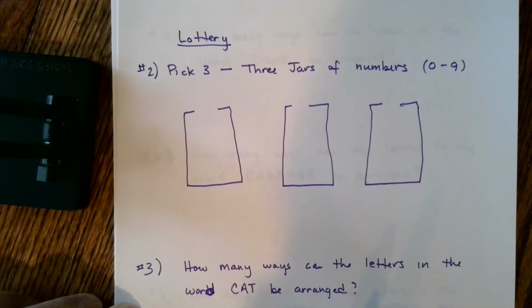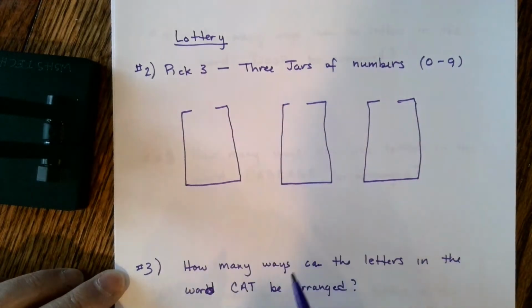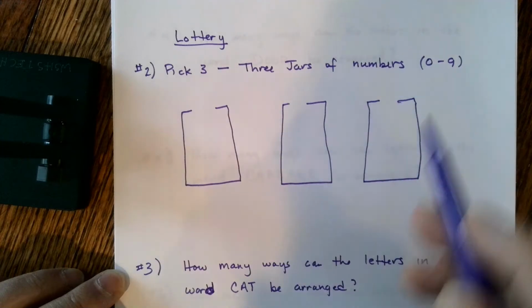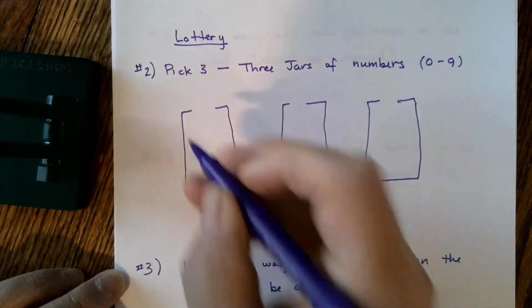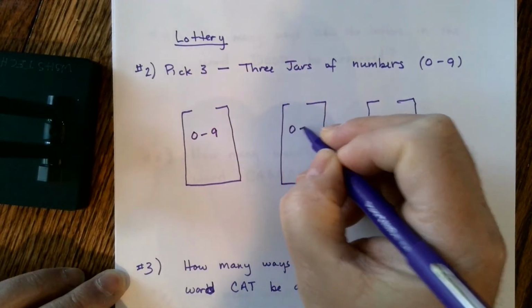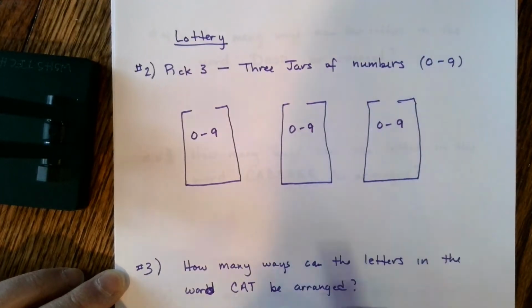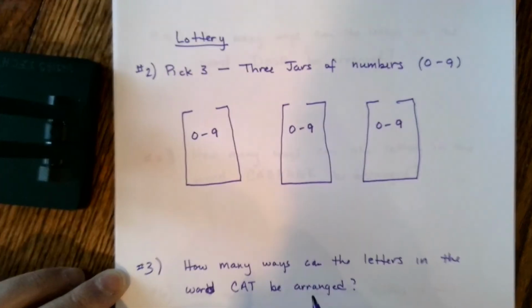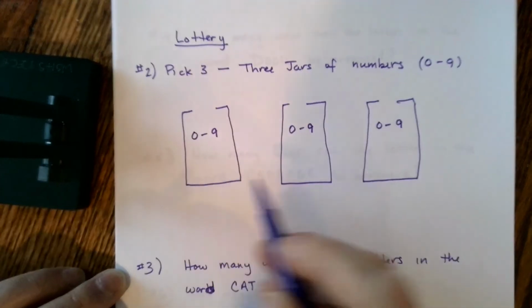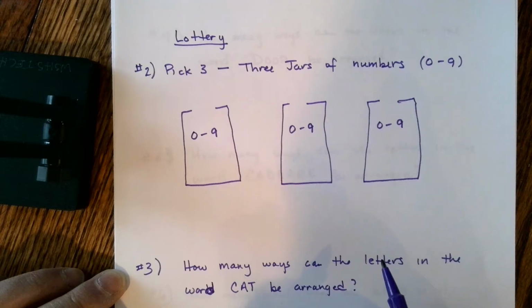Another example that a lot of people like to talk about is the lottery. For example, the Pick 3 lottery. How could we determine the total number of outcomes for the Pick 3 lottery? Well, each jar contains 10 numbers, 0 to 9. So the numbers 0 to 9 are in the first jar, the numbers 0 to 9 are in the second jar, and the numbers 0 to 9 are in the third jar. Each one of these jars are independent of each other. They're going to draw one number out of the first jar, one number out of the second jar, and one number out of the third jar, and that will determine the winner.